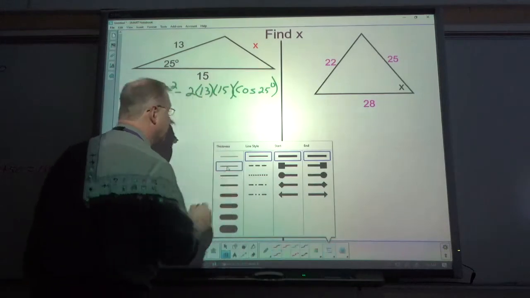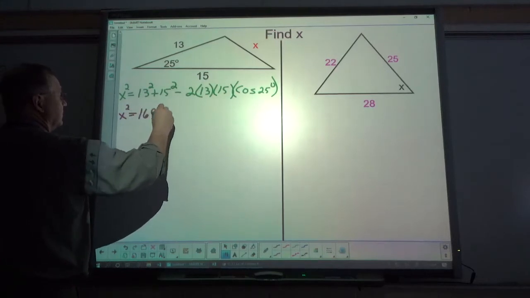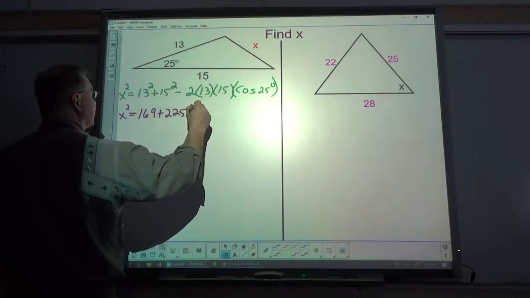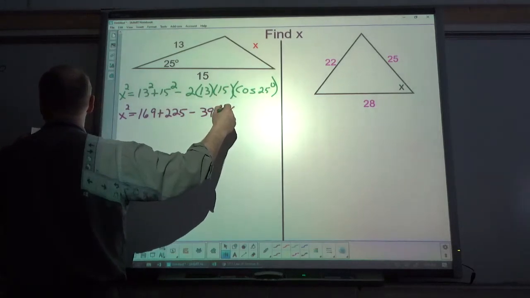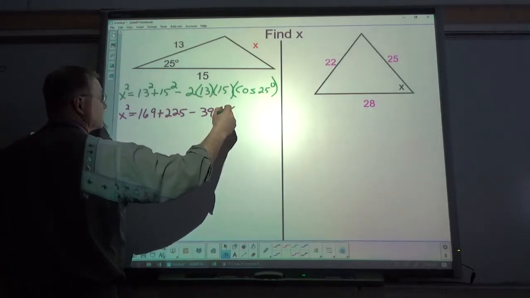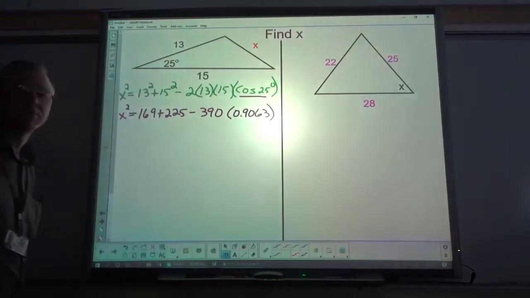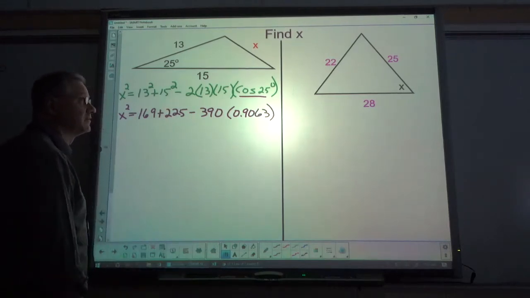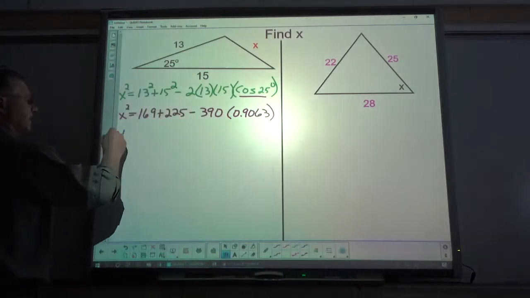All right. Let's continue this. x squared equals, let's see, 169, 225. I multiply these together, and that's minus 390 times cosine of 25 degrees, 0.9063. Remember, you're going to round any cosine that you're calculating with to 4 decimal places, or any trig function to 4 decimal places. Now we'll continue with x squared equals.